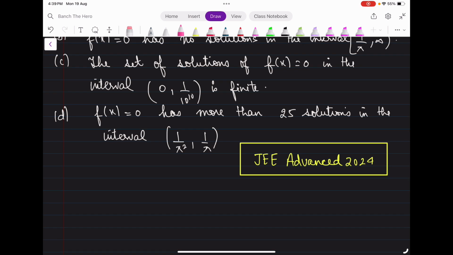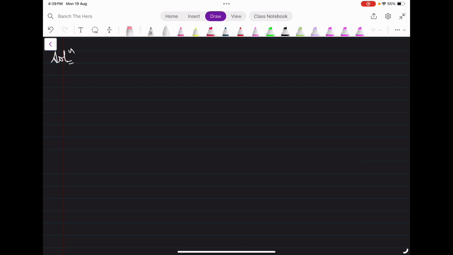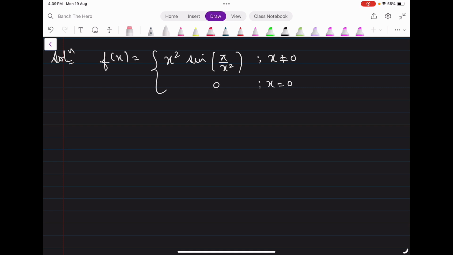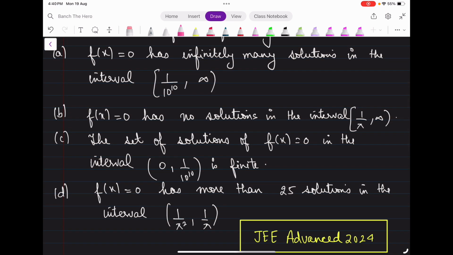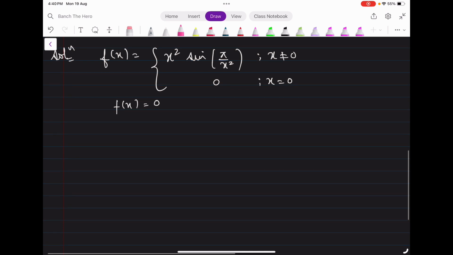Now let us see the solution of this. So moving on to the solution part. The function is given as x square into sine of pi by x square whenever x is non-zero, and whenever x is 0 the function is defined as 0. In this particular question, we have to calculate when f of x is equal to 0, because in all the options he is asking about f of x is equal to 0. So more or less we have to calculate when f of x is equal to 0.